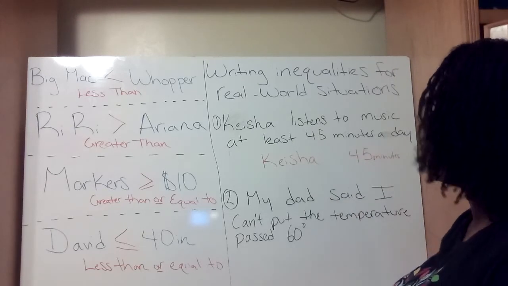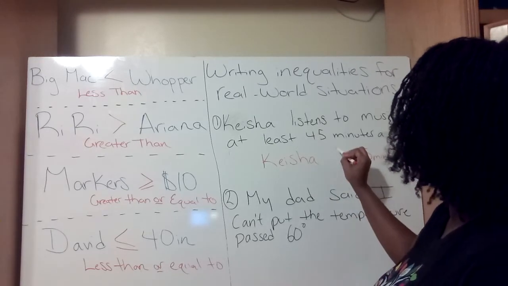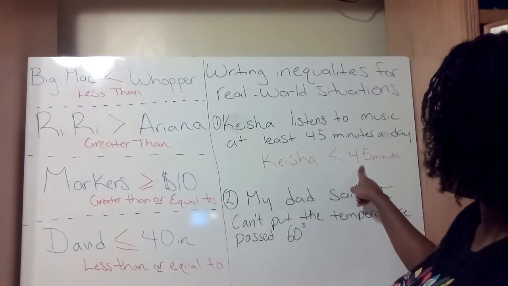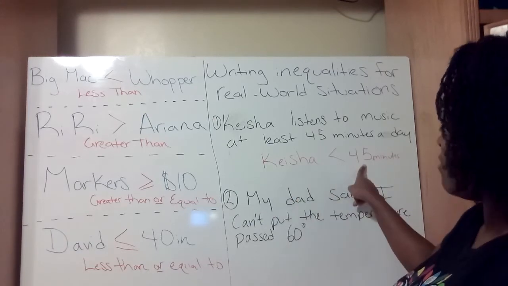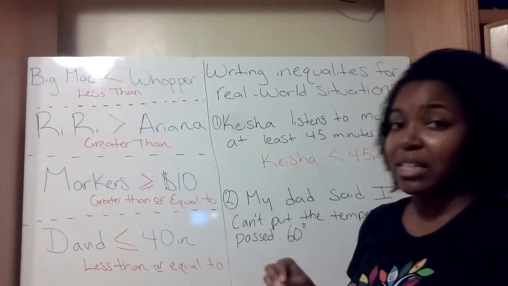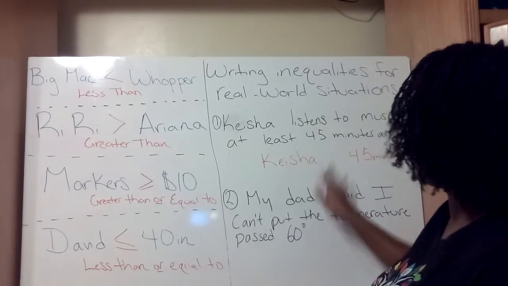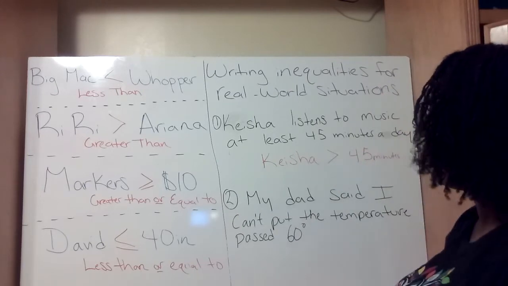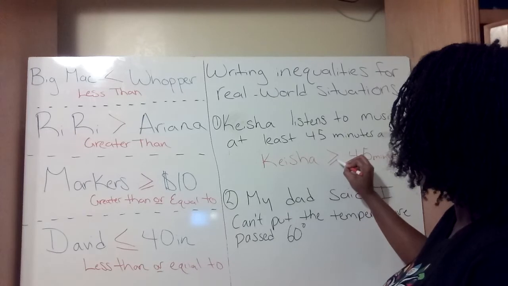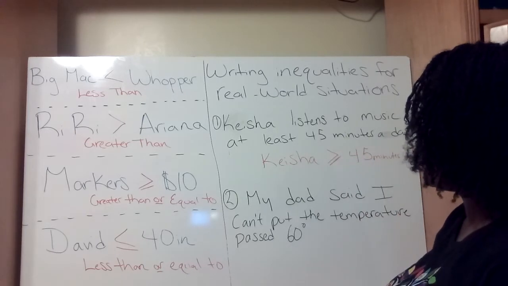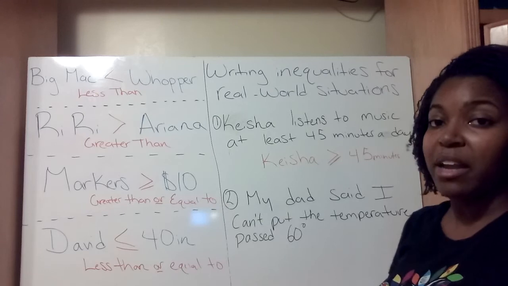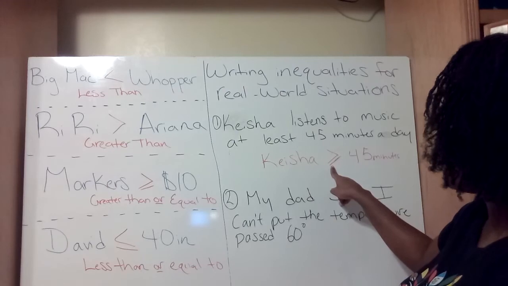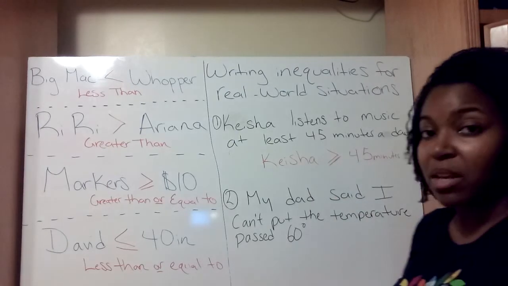All right. So if it's at least 45 minutes, if I do it like this, it looks like at the very most she's listening to 45 minutes. It looks like she listens to less than 45 minutes. But it says she listens to at least 45 minutes. So she's definitely listening to more. So there I go. She listens to at least 45 minutes. And I'm going to add the greater than or equal to sign underneath that. Okay. So Keisha listens to more than or equal to 45 minutes of music a day.